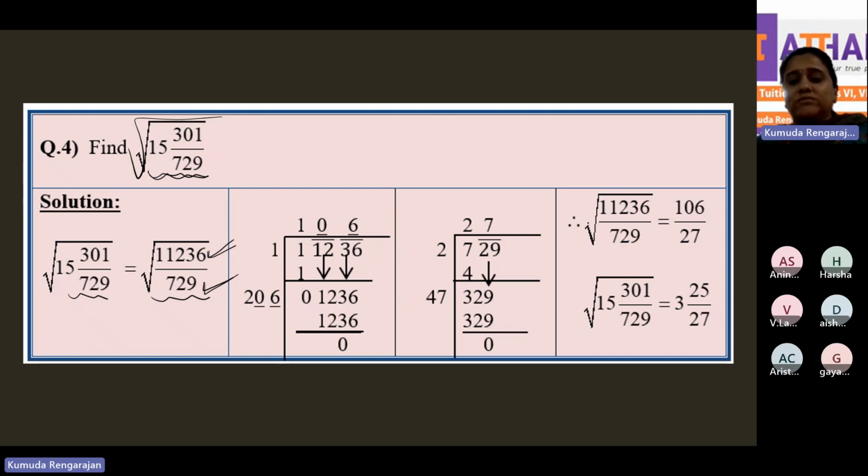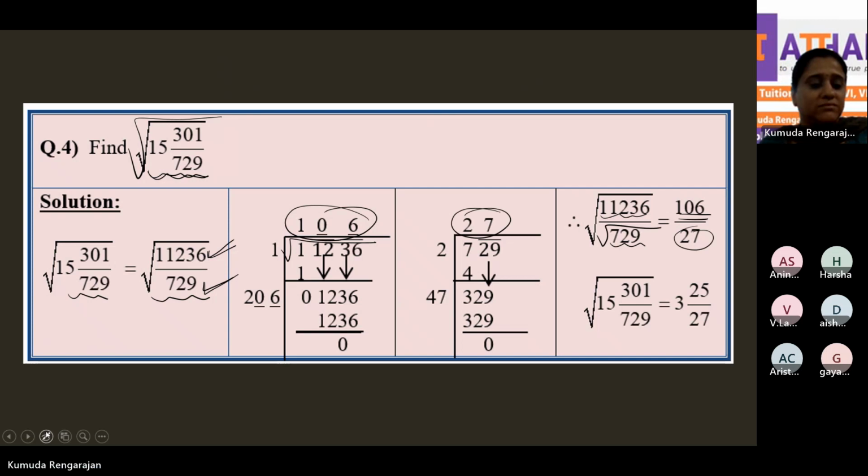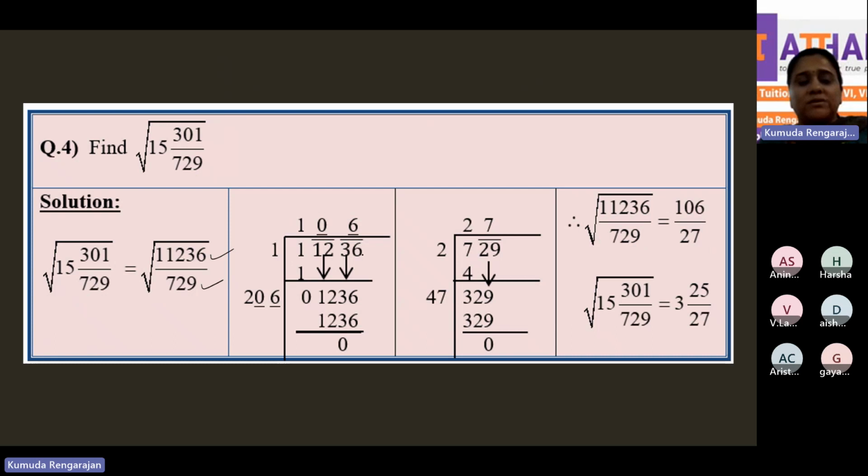So now the square root of 11,236 by 729 is equal to, what is the square root of this number? 106 here. And what's the square root of 729? 27. Correct? See, we have found the square root of the numerator and the denominator. The square root is 106 and here it is 27. So this one is equal to 106 by 27. And write that as a mixed fraction. Convert 106 by 27 to a mixed fraction. How? By just dividing like this. 27 and 106. So 27, 3s are 81 and 25 is the remainder. So 3 and 25 by 27.